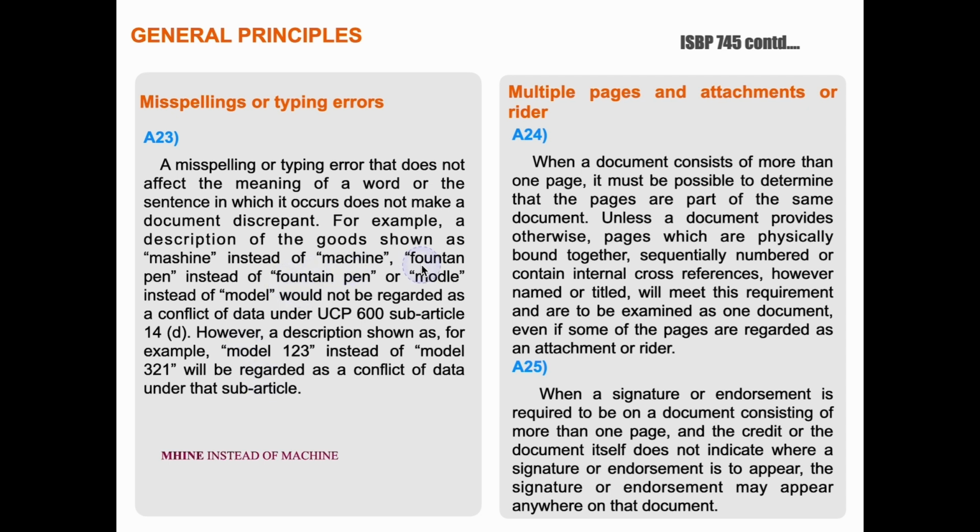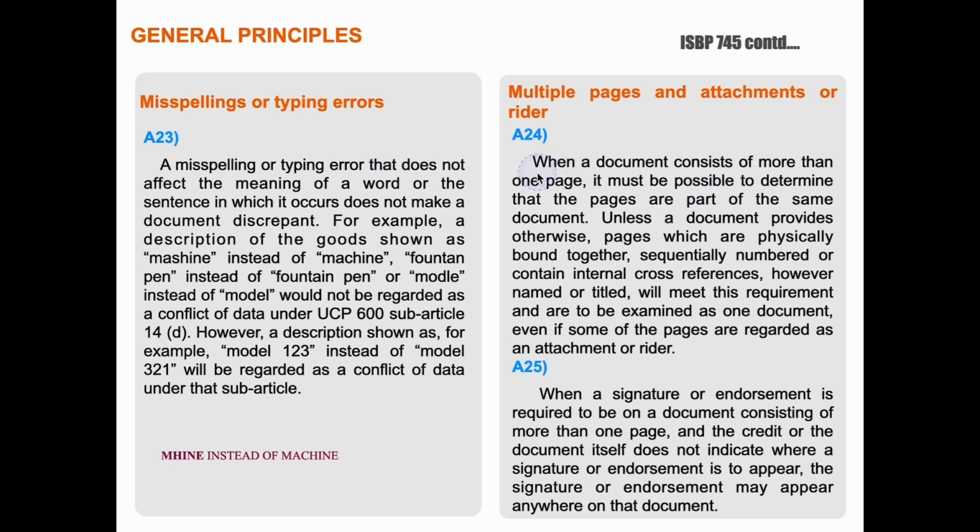Because in all of these cases, we can understand, okay, this is the meaning of this word, although there is a mistake in spelling, but this is altogether different, right? Model 123 and model 321 is not equal, that is entirely different. But in this same case also, let us say instead of machine, if it is mentioned as MHINE, then that is a discrepancy because there is no phonetic similarity between the words. So in normal course of business, we should be able to understand the meaning of that word even though there is a typing error. In that case, we can accept it as complying. If not, then it is a discrepancy, right?